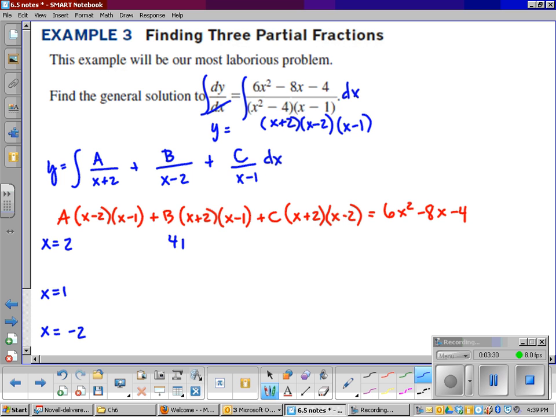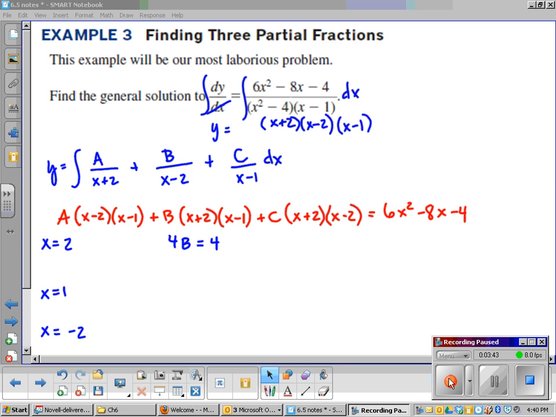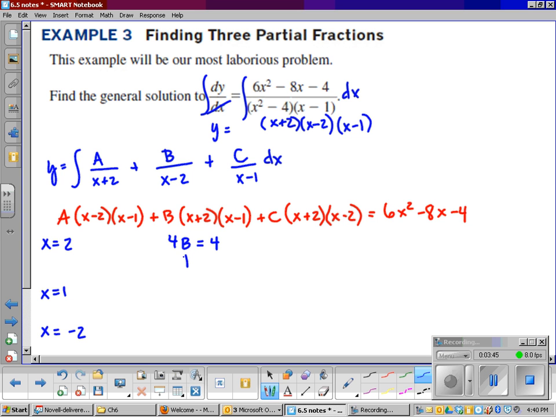Okay? If we let x be 2, then we're going to get, let's see, that would be 4b equals, if you let 2 be over here, then you've got 24 minus 16 minus 4, which I think is 4. And b is equal to 1. If I let x equal 1, then that term goes out and that term goes out. And for c, I have negative 3c is equal to 6 minus 8, negative 6. So c is equal to 2.